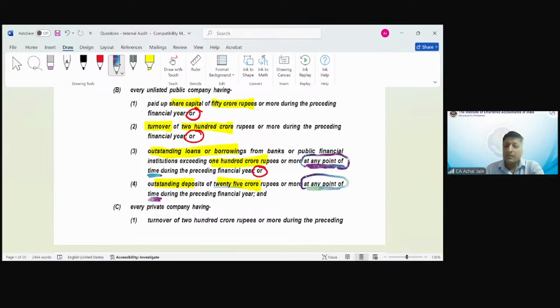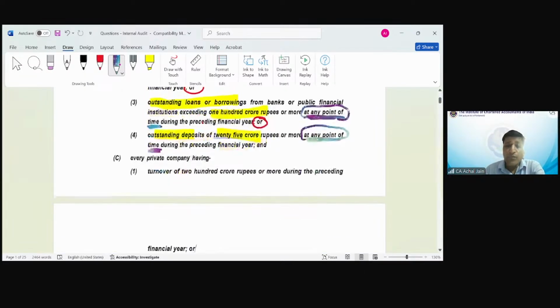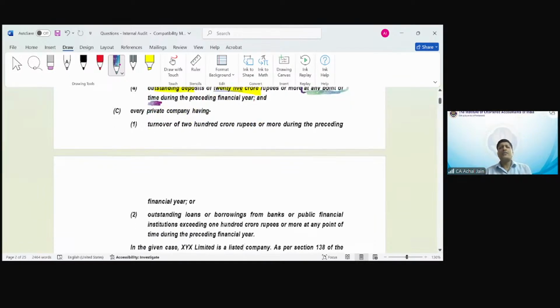Okay. Next. Now, for the private company, I think there's a dilution. The idea is not to include many as a mandatory requirement. So what is the criteria? Turnover, 200 crore. Or outstanding loan, 100 crore. Here again, it says or. Means if any of this criteria is met, the internal audit will apply.